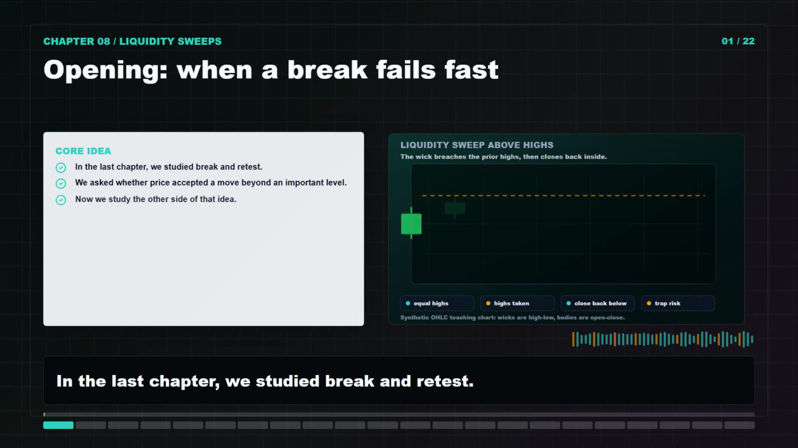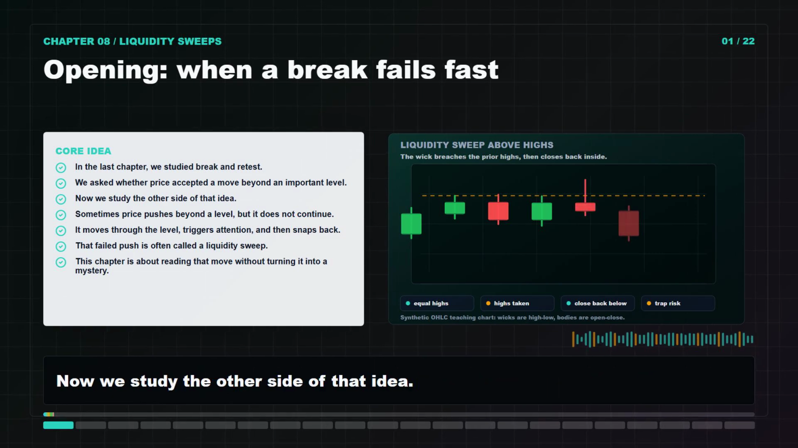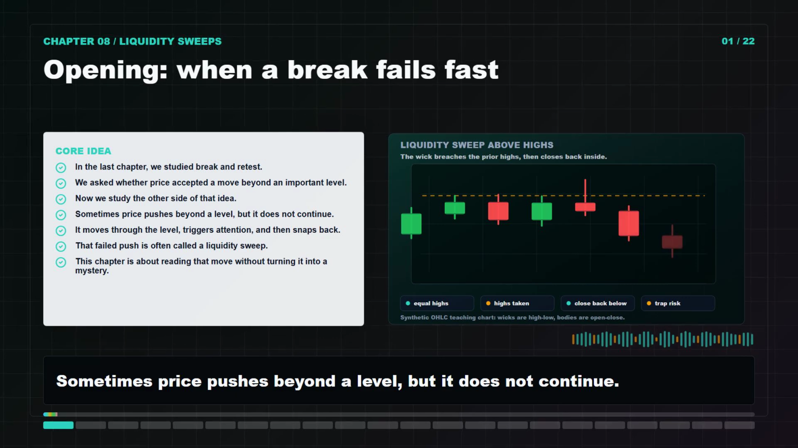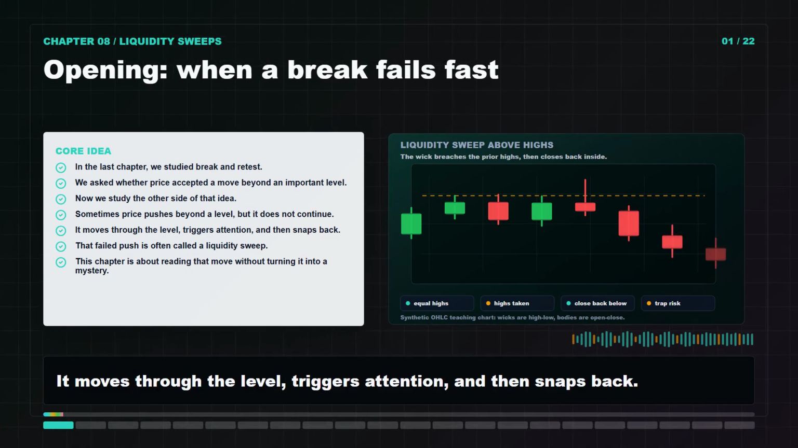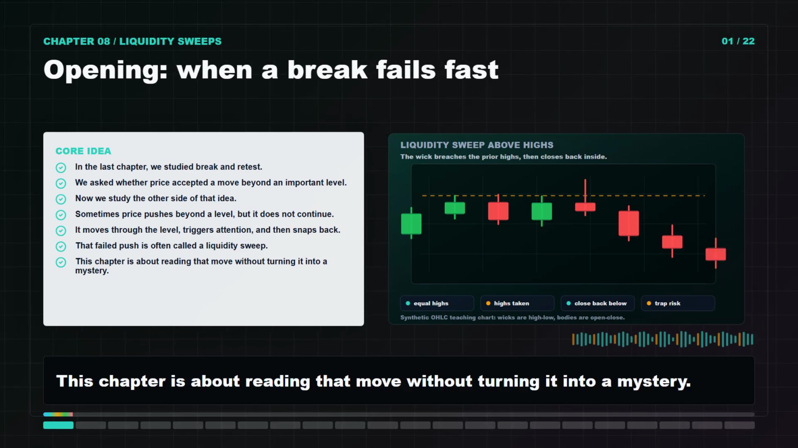In the last chapter, we studied break and retest. We asked whether price accepted a move beyond an important level. Now we study the other side of that idea. Sometimes price pushes beyond a level, but it does not continue. It moves through the level, triggers attention, and then snaps back. That failed push is often called a liquidity sweep. This chapter is about reading that move without turning it into a mystery.